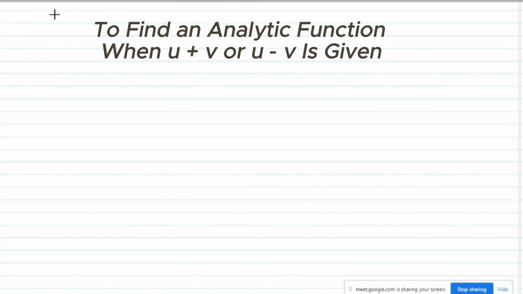So, dear students, in the last lecture, we finished how to determine an analytic function when the real or imaginary part is given to you. Okay. Now, let us continue our topic. So, the next topic is what? To find an analytic function when u plus v or u minus v is given to you. Okay. Let us see.